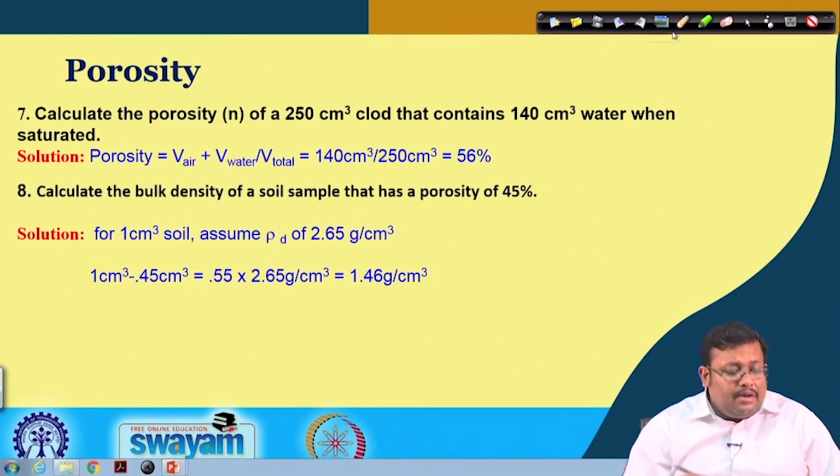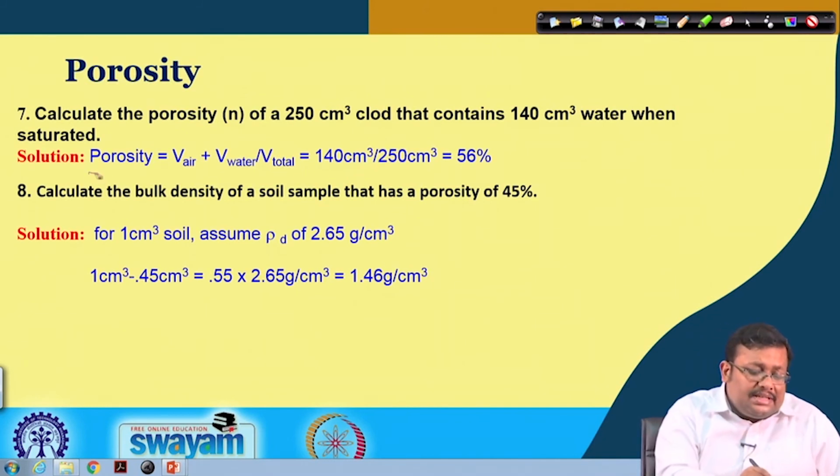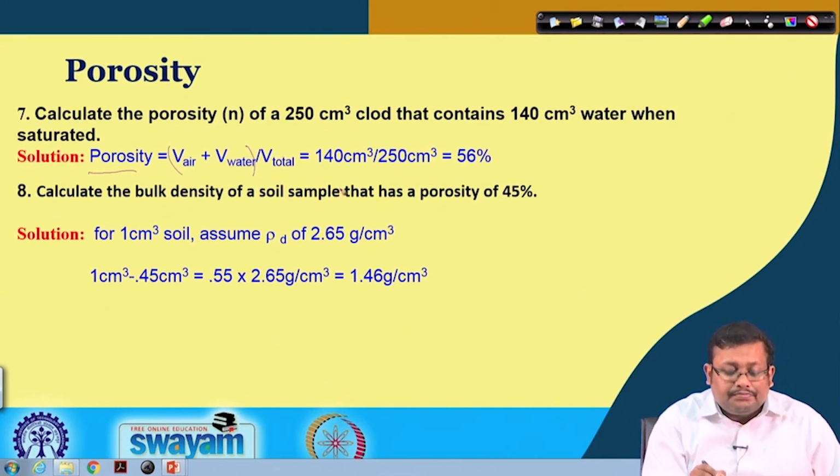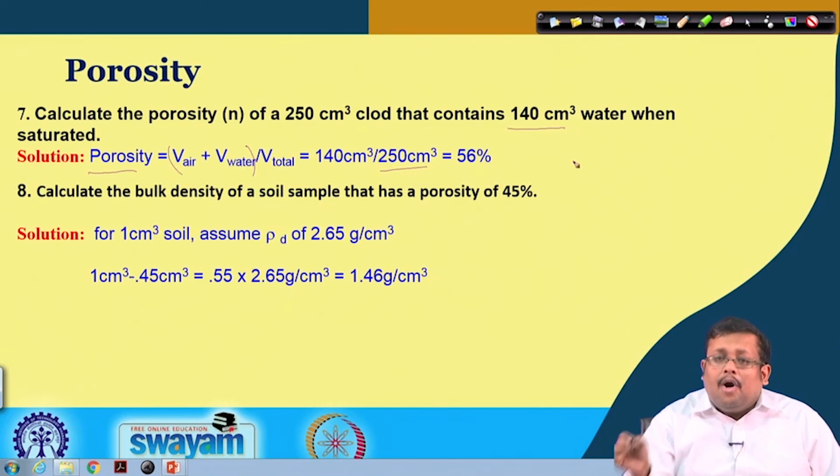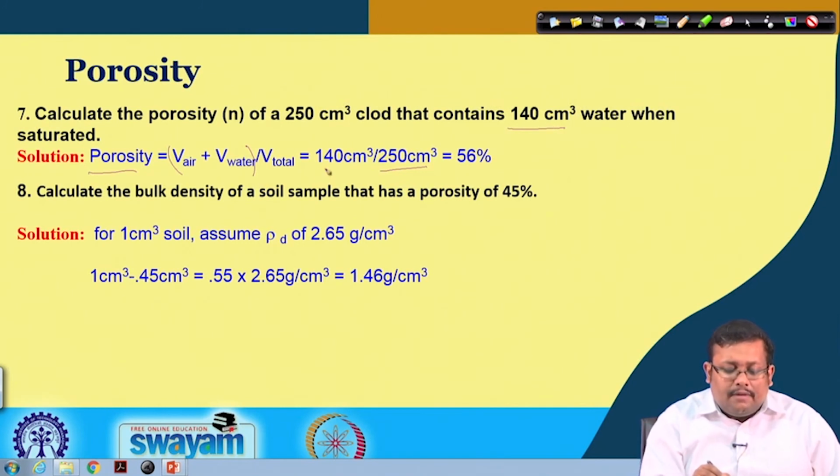There is another question, calculate the porosity of a 250 cubic centimeter clod that contains 140 cubic centimeter water when saturated. Now, we know that porosity can be expressed as volume of air plus volume of water over total volume. Here we already know that the total volume is 250 cubic centimeter, and the volume of air plus water is 140 cubic centimeter, because when the soil is saturated, that means all the pore space is filled by water. So, by using this formula we can easily calculate, that is 56%.